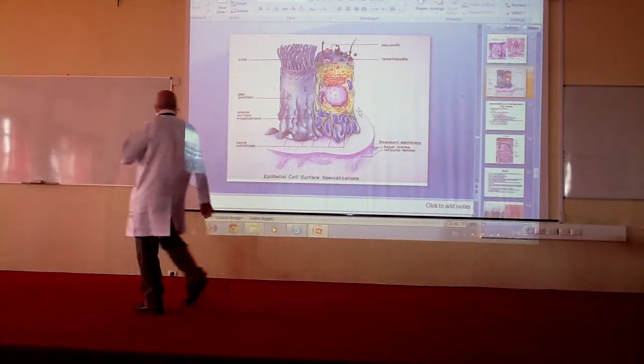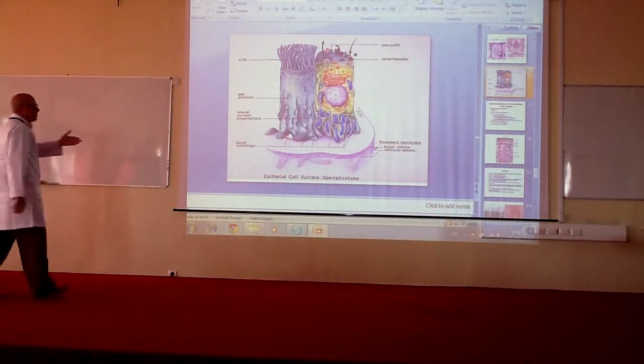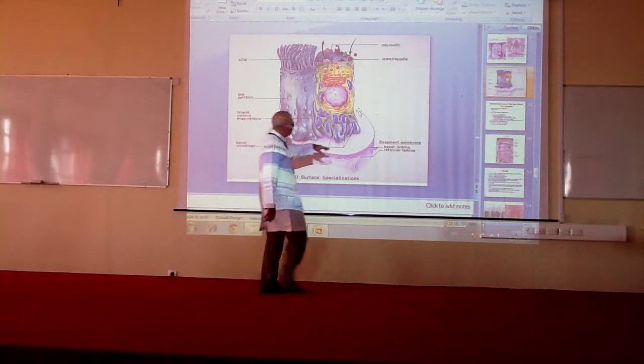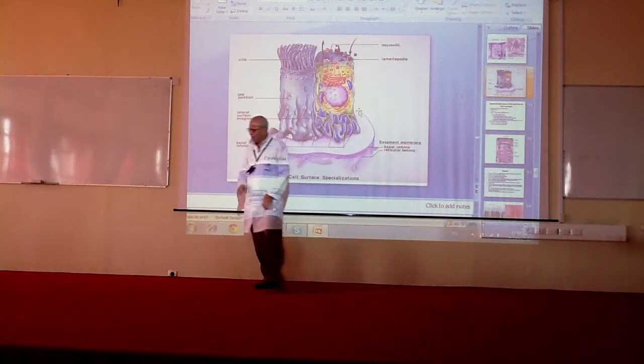Now, this is the basement membrane. I'm not going through it now. It is formed of basal lamina and reticular fibers, but not right now.